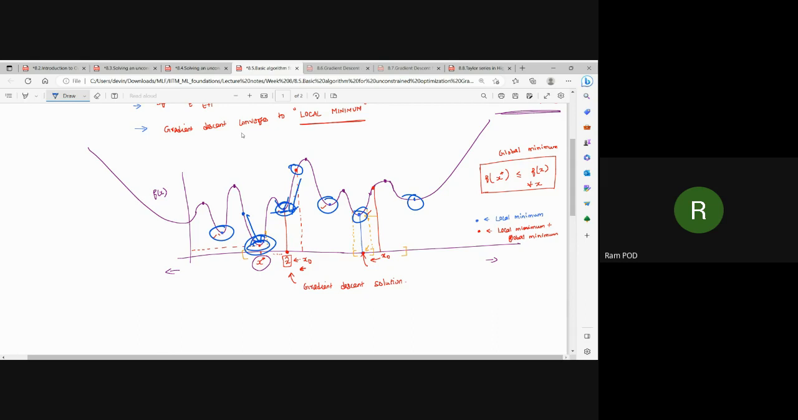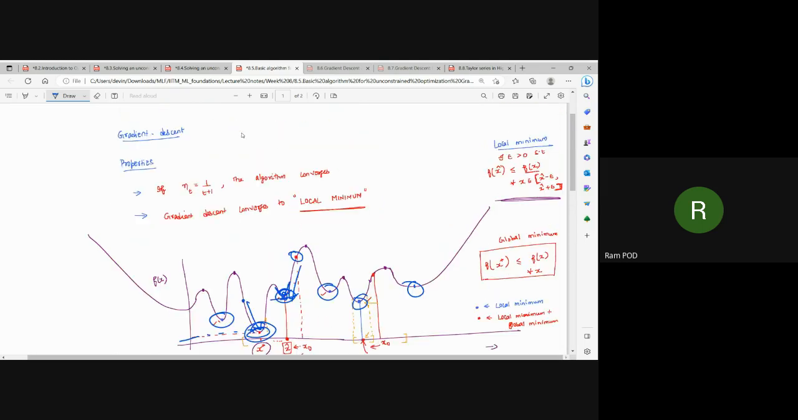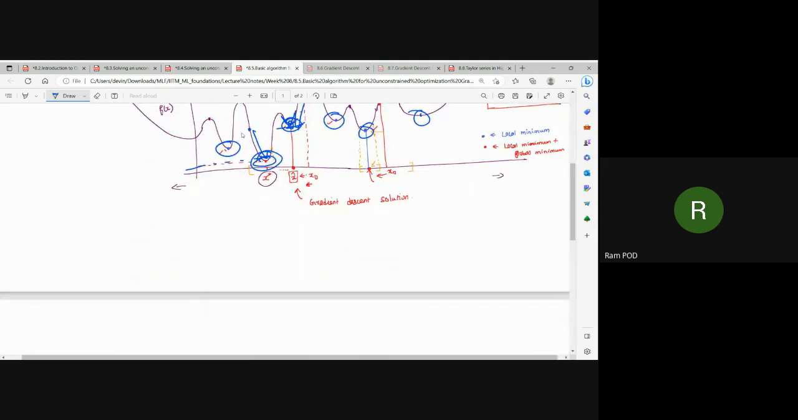When I say local minima, what I mean is that within a small x range, this is a minima that is possible. But the global minima, that is for the entire function, is this one. Okay, this is the global minima. So our gradient descent algorithm will not be useful for this kind of function.